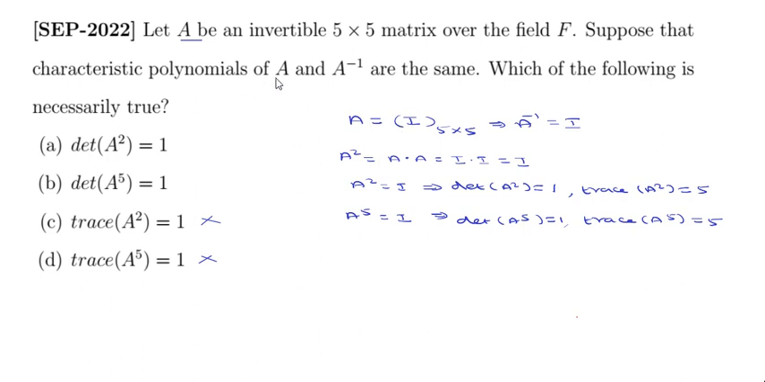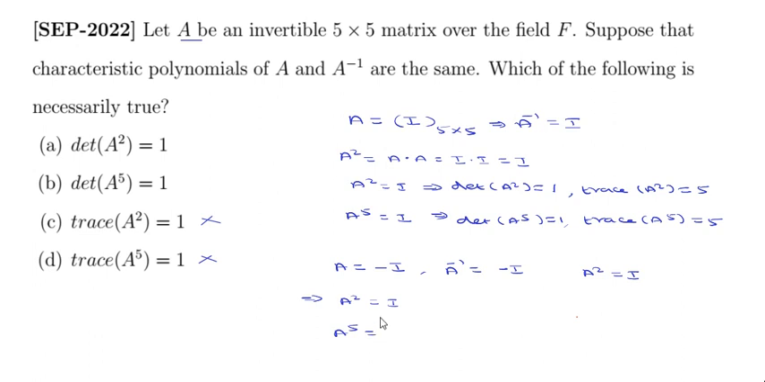Similarly we will take another A satisfying this condition, that is, the characteristic polynomial of that matrix and its inverse are the same. So we will take a 5 by 5 matrix, where A is equal to minus I, the negative of the identity matrix. Here what is A inverse? A inverse is also minus I. So we get A square equal to I.